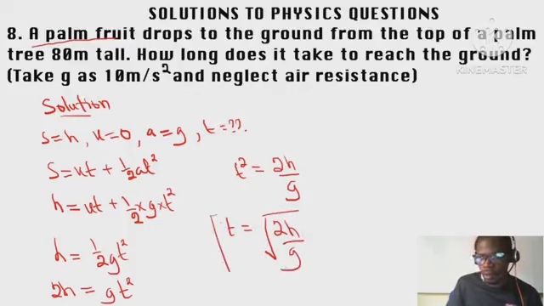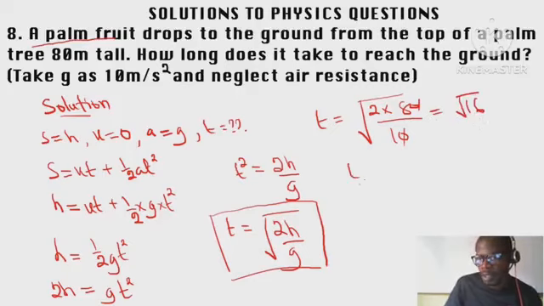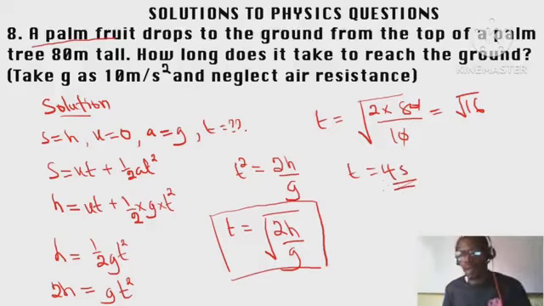So let's take note of that formula, and we are going to apply that here. Here we are saying that t equals the square root of 2h over g. What was h? 80, divided by g, which is 10. From what we can see there, 0 cancels 0, and that gives us the square root of 16. That means t is equal to 4 seconds. And that's how we calculate that question.